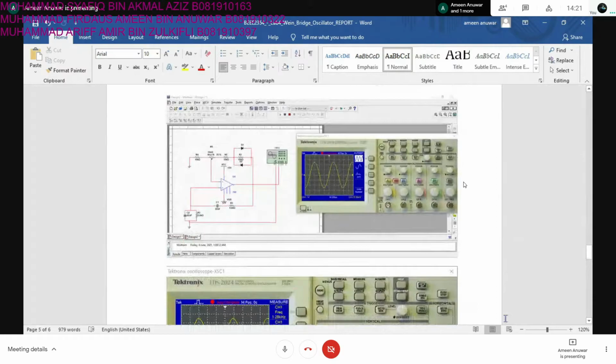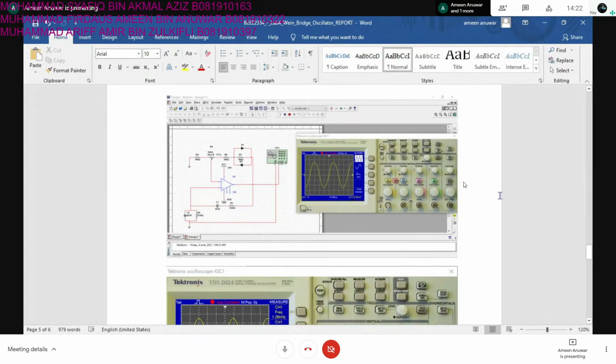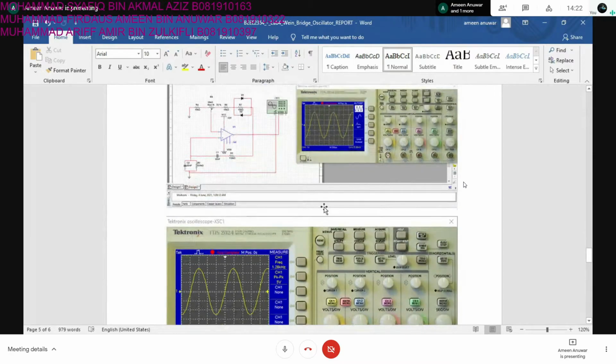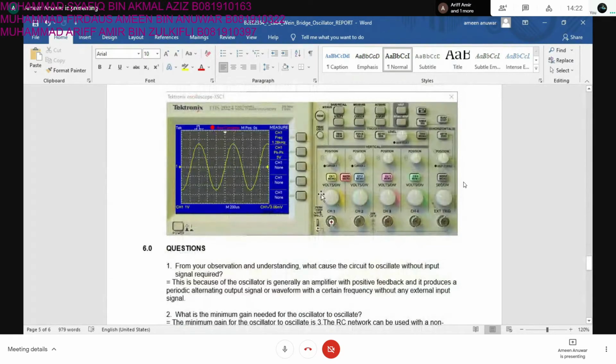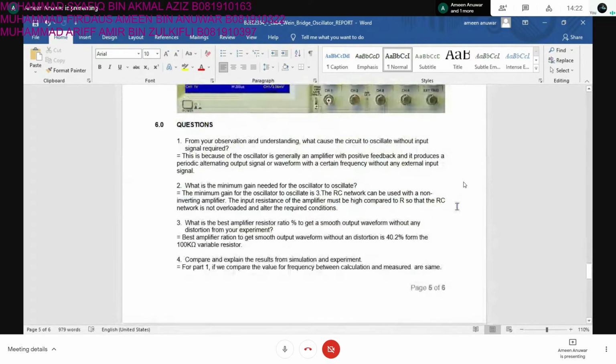For Figure 2, the circuit is almost the same as Figure 1, but we change a bit on the RF. We put in the diode, and we also change the number of resistors in the RF. We are still using a 10k potentiometer, and the output is still the same as Figure 1, equal to 1.28 kilohertz. For the questions, the answers are in the report.